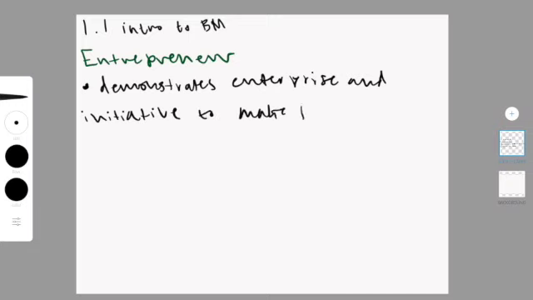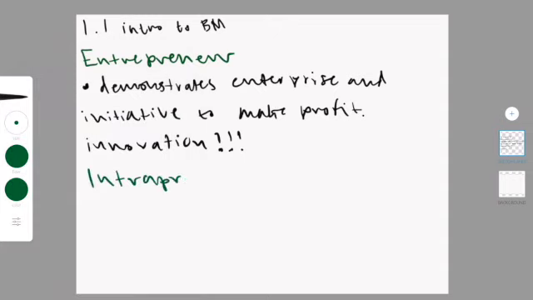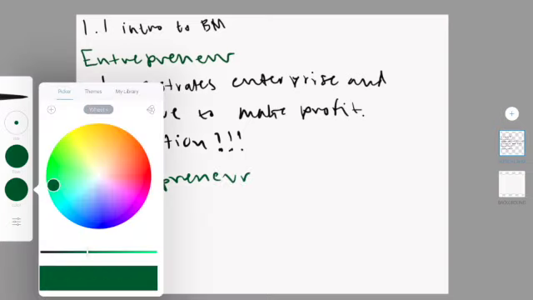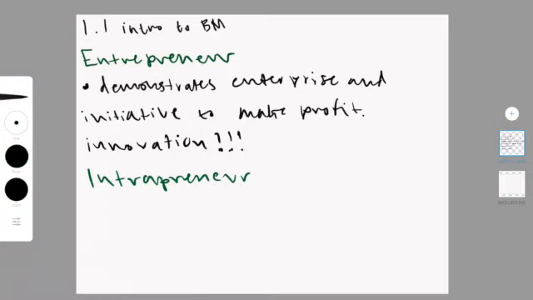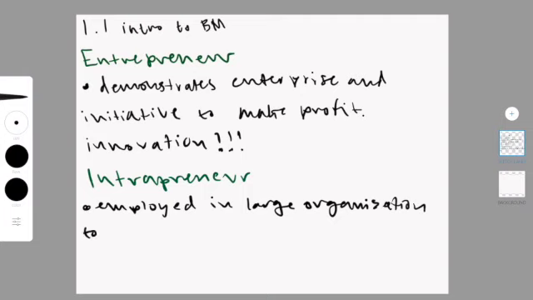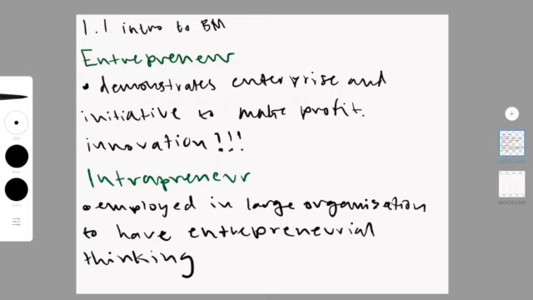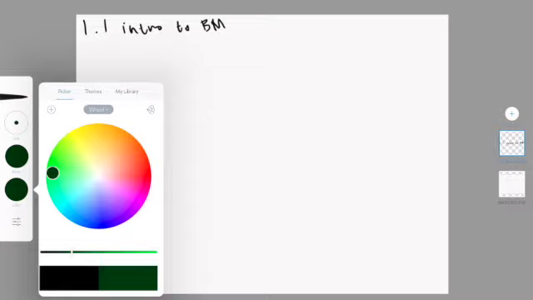Now, what is an intrapreneur? You hear these words are very similar, and you can probably guess what it means. An intrapreneur is someone who's employed by a large organization to have entrepreneurial thinking. So this is an entrepreneur that's in a company, so it's called an intrapreneur. That's very simple to remember. But employed is the main component here. If they ask you what's the difference between an entrepreneur and an intrapreneur, you have to write that the intrapreneur is being employed. So we're almost at the end now of 1.1.